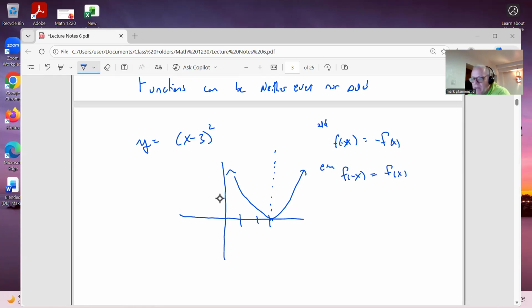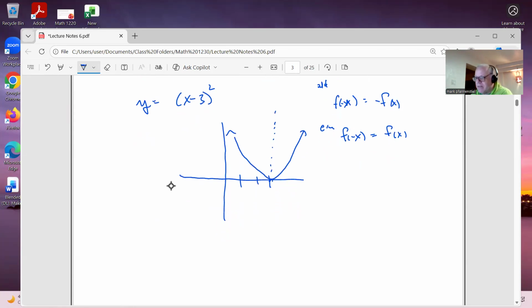Now, why do I care about this for trigonometry? Aha. So sine is an odd function. Tangent is an odd function.